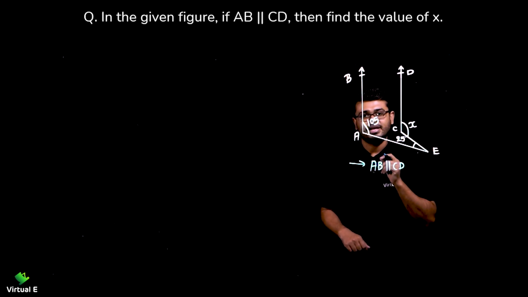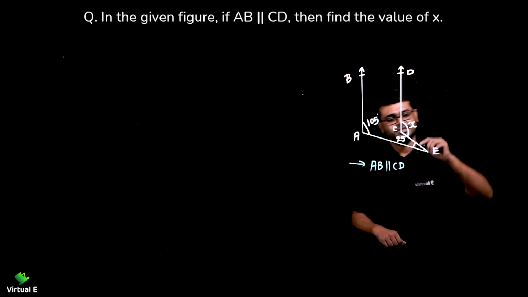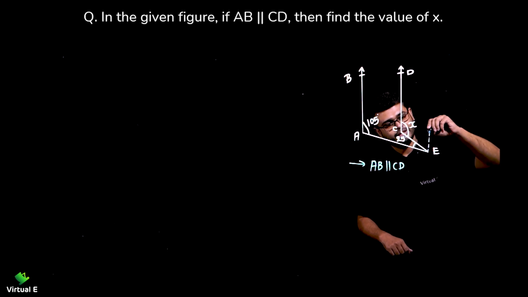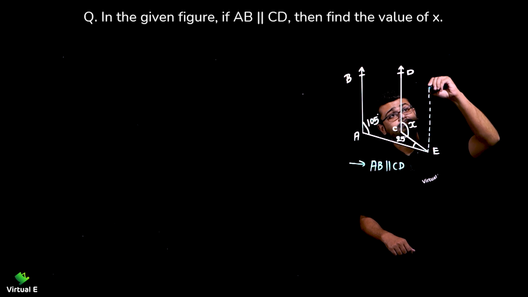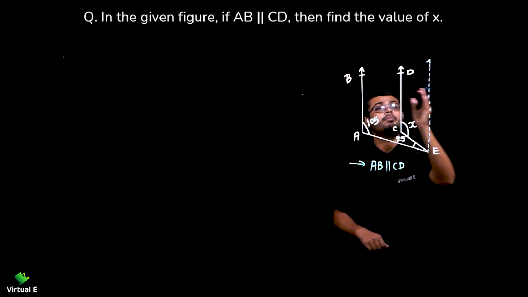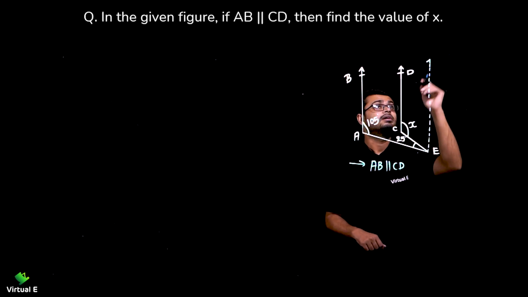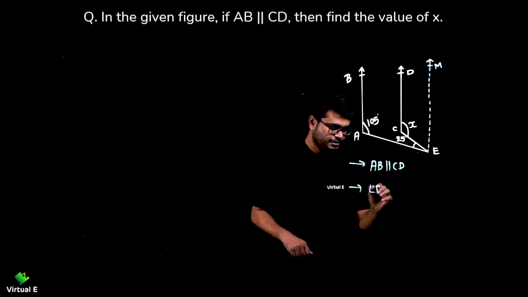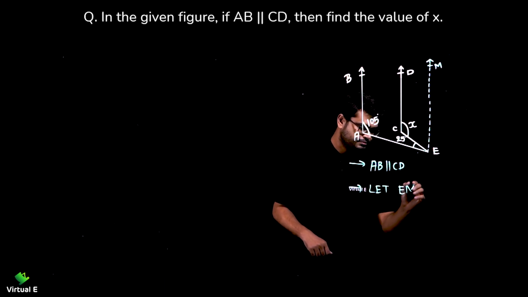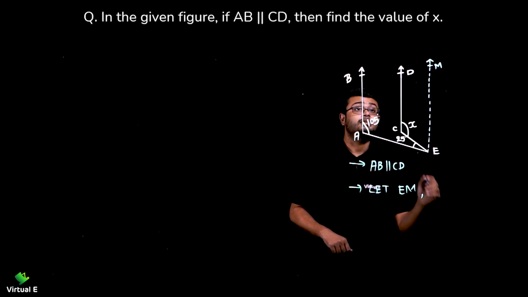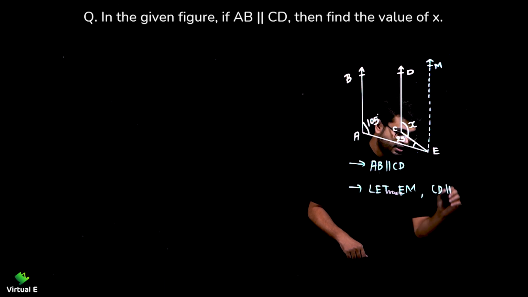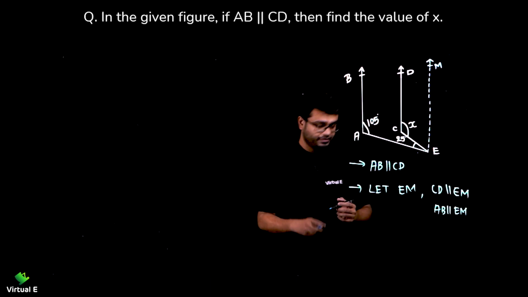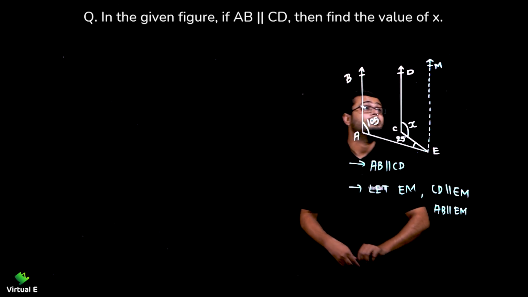Okay, so let's find the correct solution then. We need to take one more parallel line. This is the case of three parallel lines. So we are going to take one line that will be parallel to both of them. Let's take EM. Let EM be such that EM is parallel to CD, and AB is parallel to EM, right? This is the line we have taken. Nice, nothing to worry about.